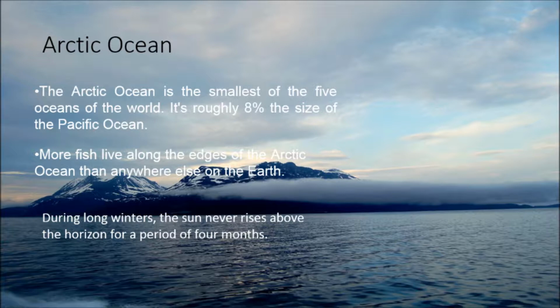So up first we have the Arctic Ocean. The Arctic Ocean is to the north of Canada. It is the smallest of the 5 oceans. It's roughly 8% of the Pacific Ocean. More fish live along the edges of the Arctic Ocean than anywhere else on Earth. During the long winters, the sun never rises above the horizon for 4 months.